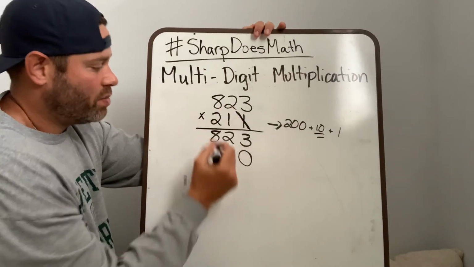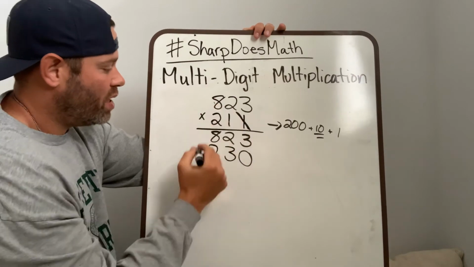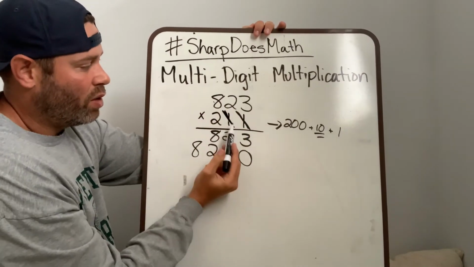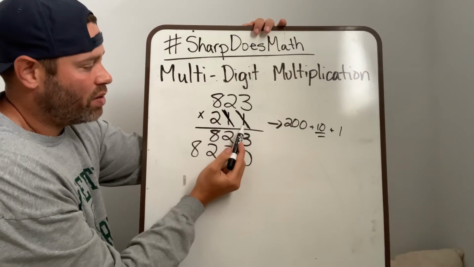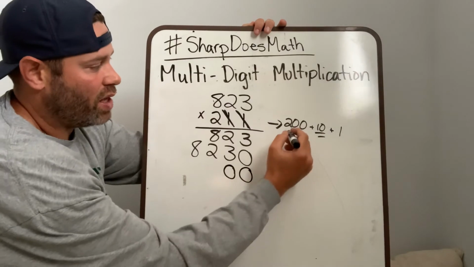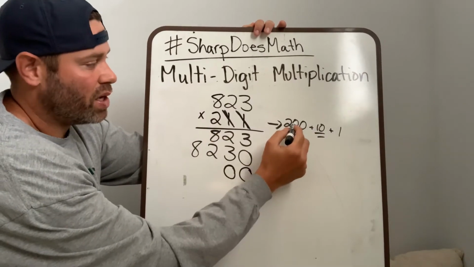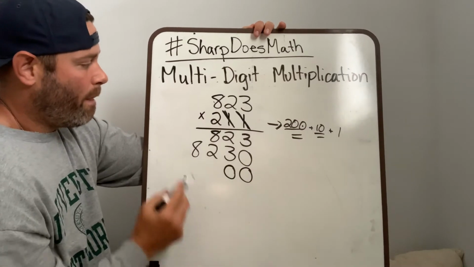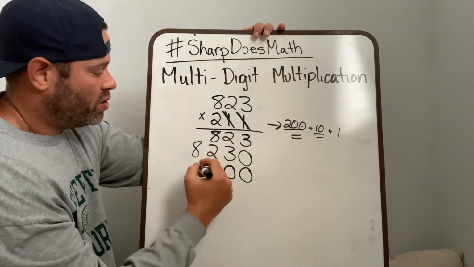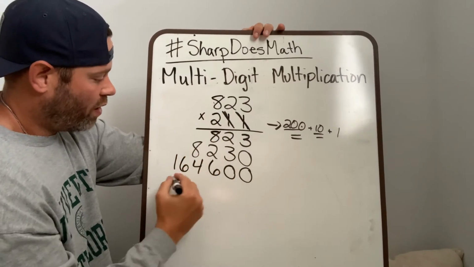Again, 1 times 3, 3. 1 times 2, 1 times 8. Okay, we're done with this one. Now look, we've crossed off 2 numbers now. We're going to put 2 zeros. Okay, and that's because we have this 2 represents 200. There's my 2 zeros. Okay, 2 times 3 is 6. 2 times 2 is 4. 2 times 8 is 16.